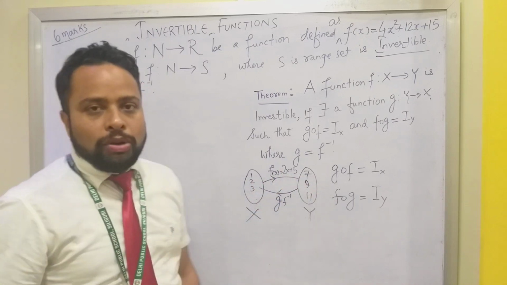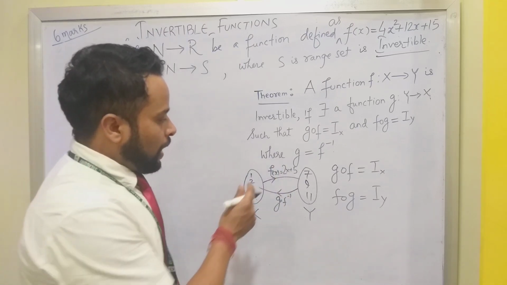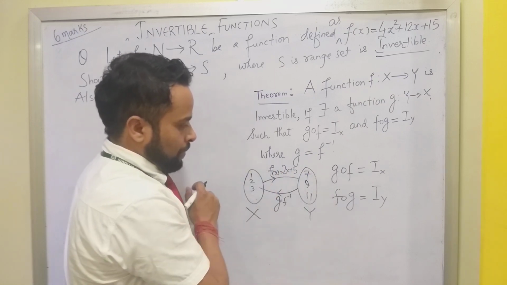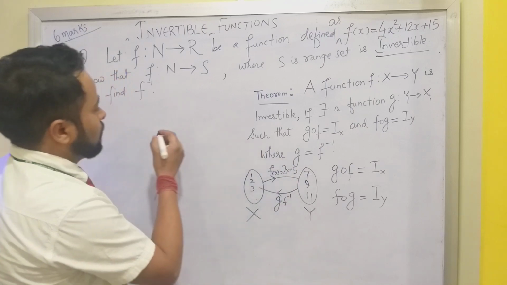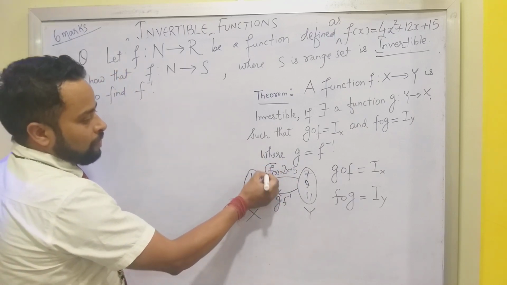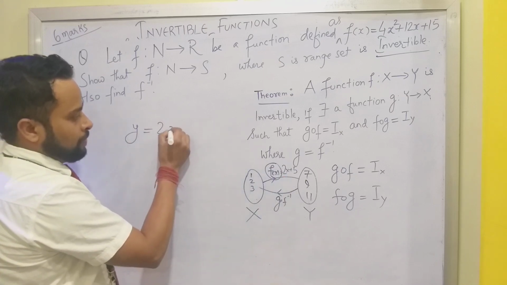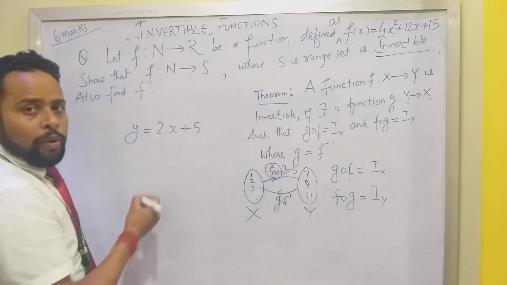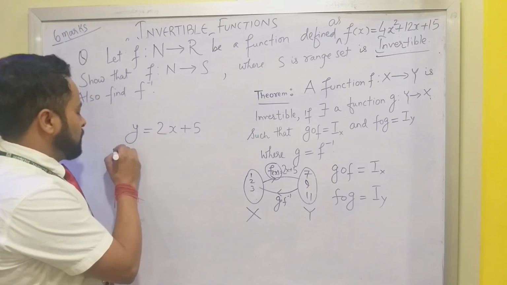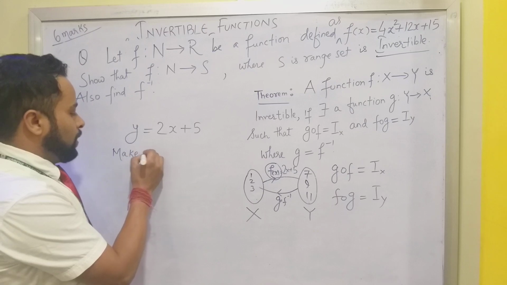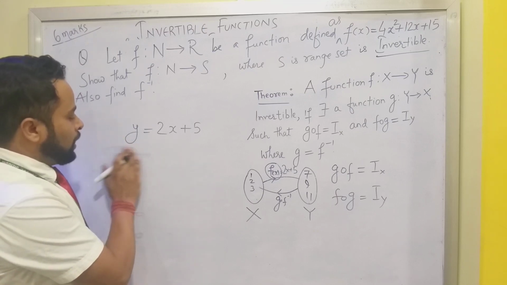I am looking for a function which is the inverse of f, and when I put 7 I should get 1. So to get the inverse of f, in place of f of x I write y equals 2x plus 5. Y equals 2x plus 5. Make x the subject, which means express it in terms of x.